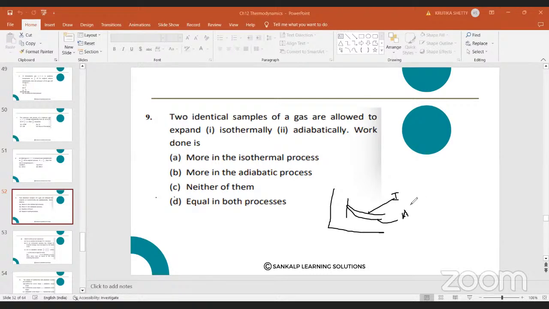So according to the graph, can you answer now? Yes, it is option A. The work done is more in the isothermal process. So based on the graph, you can say this one, and it is a PV diagram, pressure on the y-axis and volume on the x-axis. Option A. Yes, it is correct. Option A is right here.